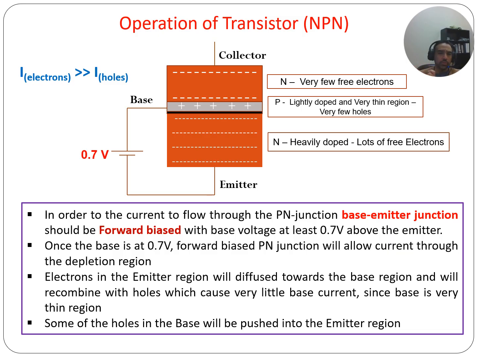And what else? So the base is very thin here, and there aren't many holes, so the base current is actually very, very small. And you'll see this when we do the calculations, that you have a tiny, tiny base current. So when you get something extremely small in base current, it's normal. What happens to the holes? So some of the holes in the base, they'll get pushed back into that emitter region, and that's because of the way the voltage is applied and how the transistor is designed.